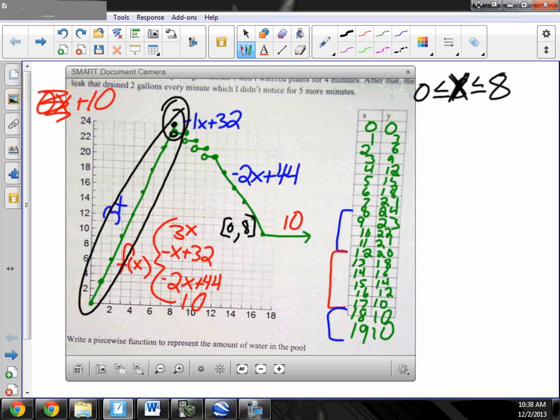And almost 8. Does it actually start at 8? No, because 8 is part of the previous function, so it's going to be 8 with a parenthesis. And when does that function end? Well, it ends right here. What's the time for that?